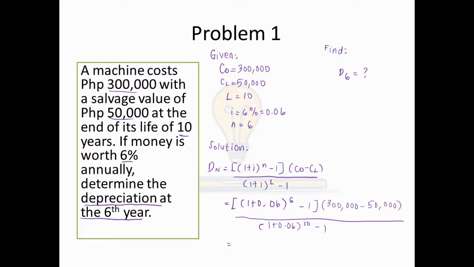So, using your calculator, you should get the final answer, which is 132,300 pesos and 79 centavos. Meaning, the machine will have a total depreciation of 132,300 pesos and 79 centavos at the 6th year.